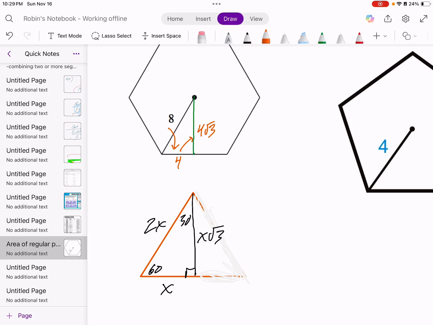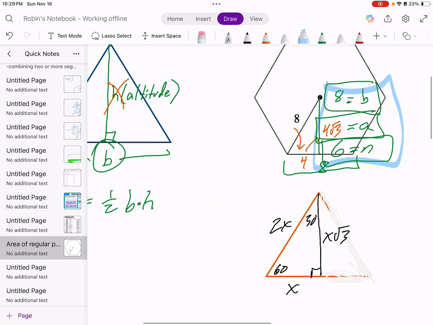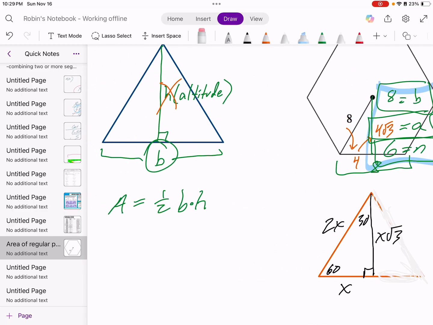And now with that knowledge, wait a minute, I just solved for my apothem. I know that this base is going to be double that. That's going to be my 8 again. So I know my base is 8. I know my number of sides is 6. And all of a sudden, I have enough information to solve the problem, even though I only started with one piece.